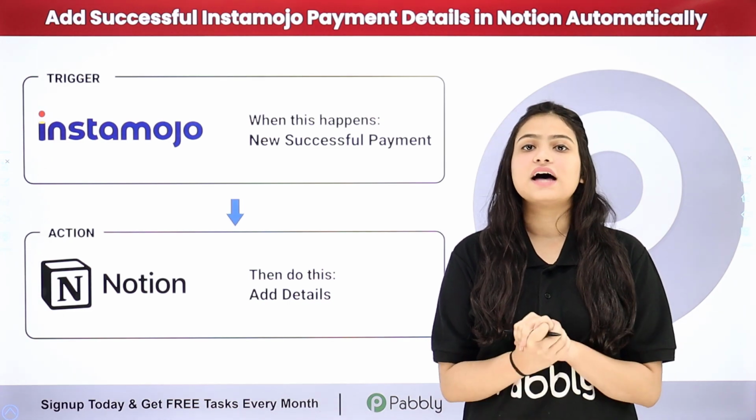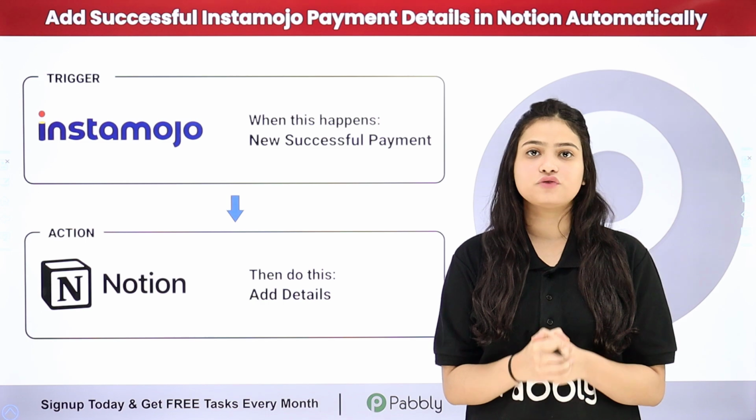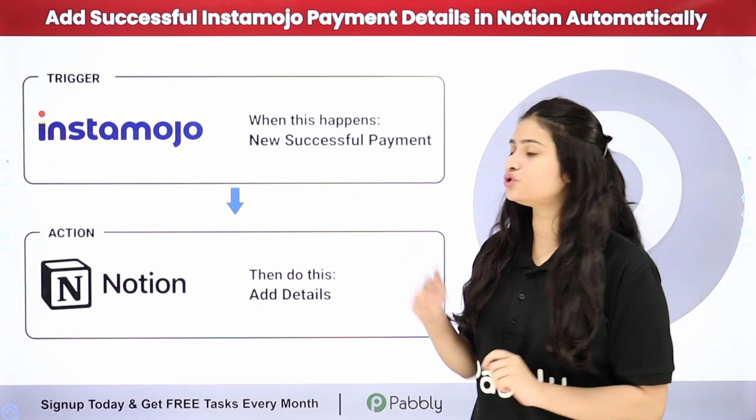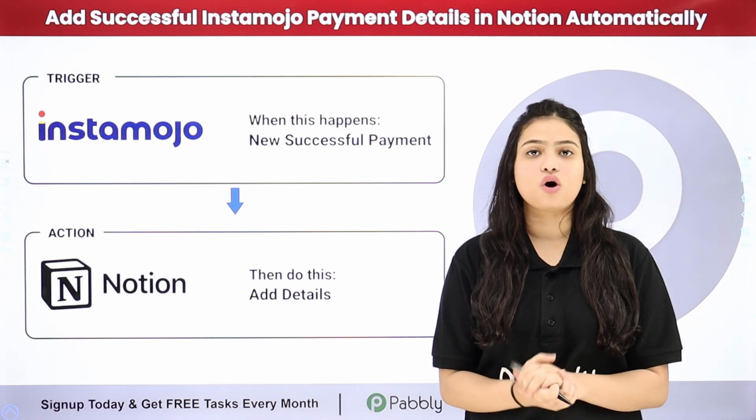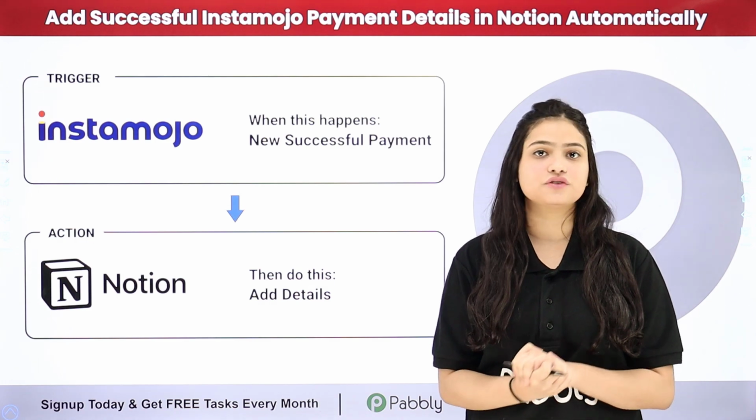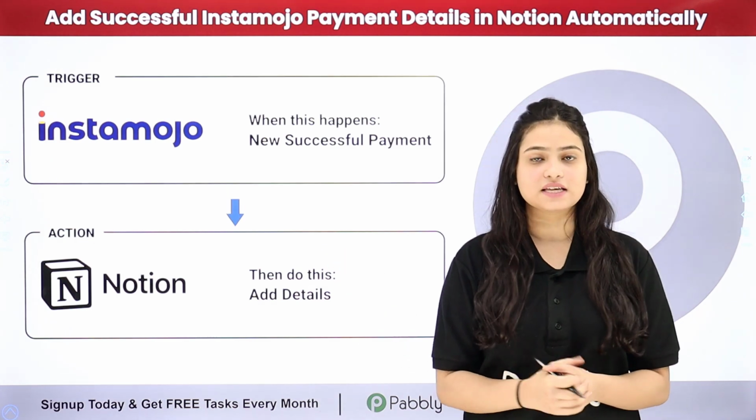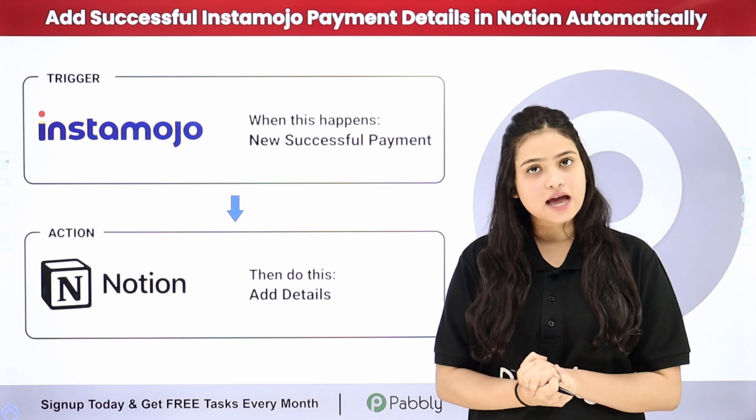My objective is that as soon as I receive a new successful payment by the student on Instamojo, I want to create a systematic record of the payment details as well as the details of the students in Notion database. So how are we going to automate this entire process?